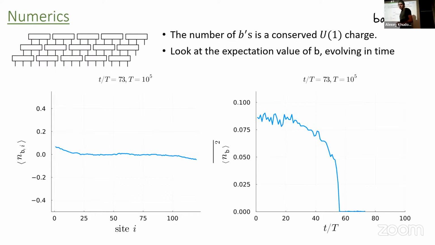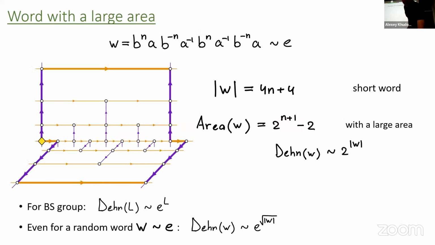So in the original word, let me quickly return to show you the original word. In the original word, we had a density wave of the B charges.